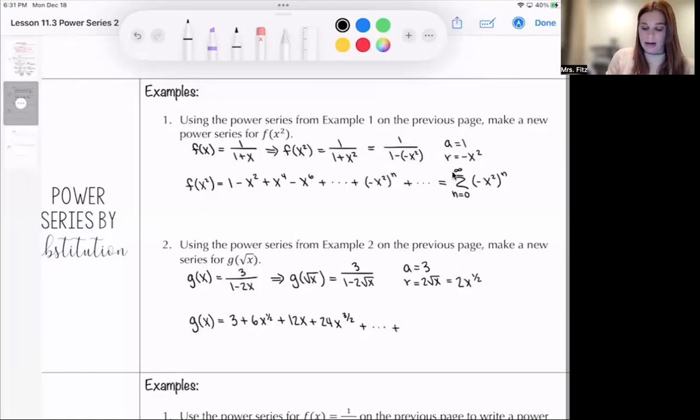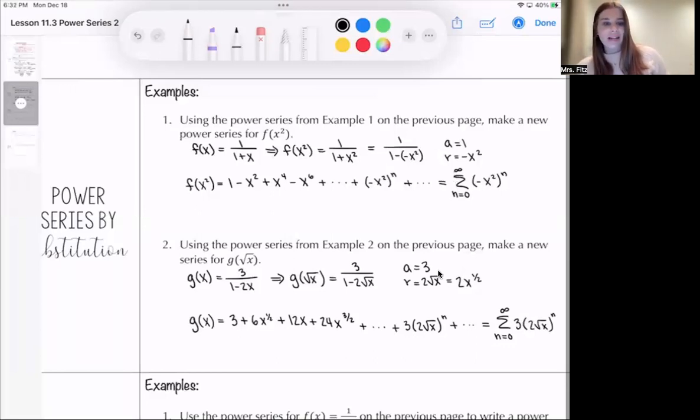We'll go ahead and write our general term, which is 3 times 2 root x to the nth power, or 2x to the 1/2, doesn't really matter, plus dot, dot, dot. And so our sigma notation is the sum from n equals 0 to infinity of 3 times 2 root x to the nth power.